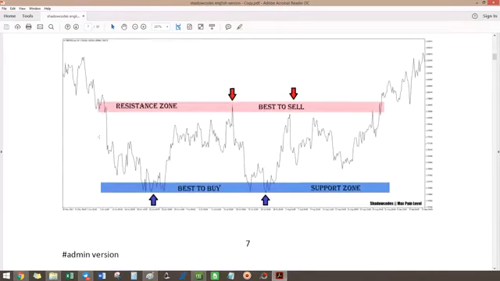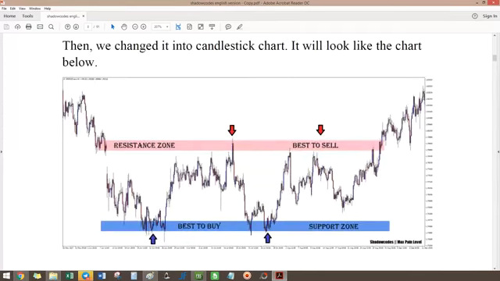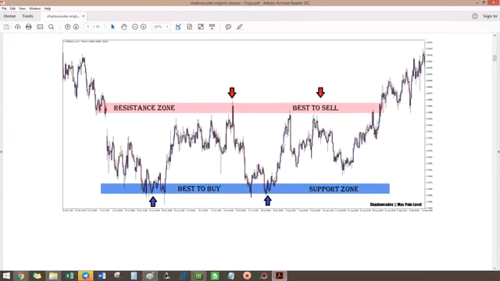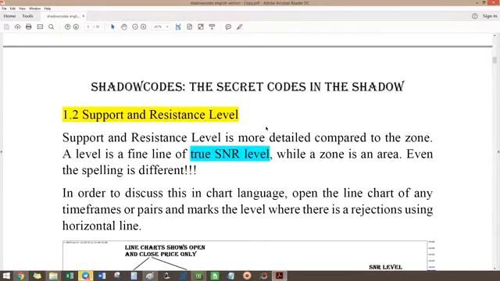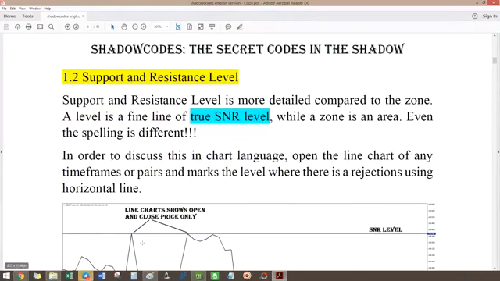So basically, it will look like this. So we change it to line chart. So this one is the zone. Normally, a basic SNR trader just draws one zone like this, not specific on how to draw it. Okay, just draw like that. So you just put the stop loss about how many pips like that. Okay, so you change it like this. So it's not too pretty for resistance. So in our academy, we'll be learning how to draw it really neat, really tidy.